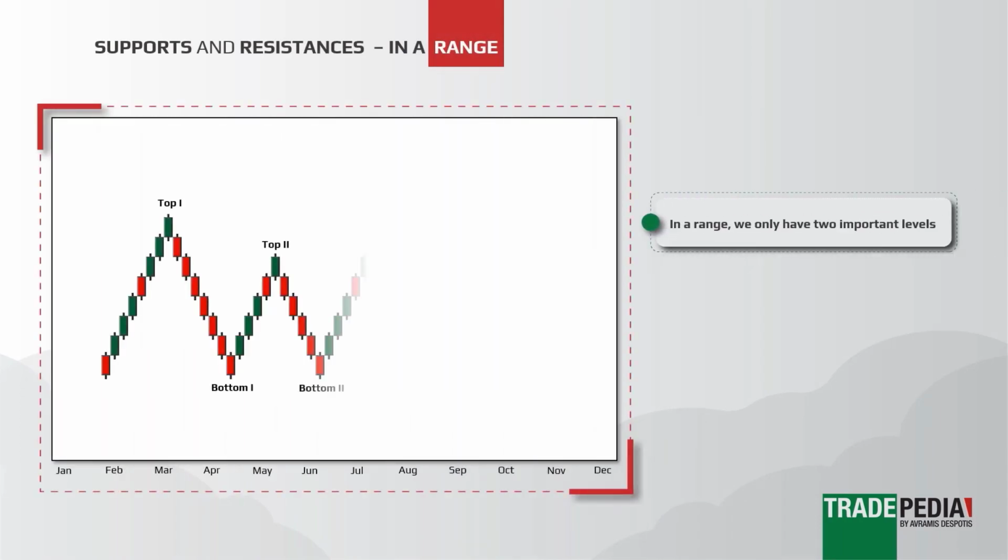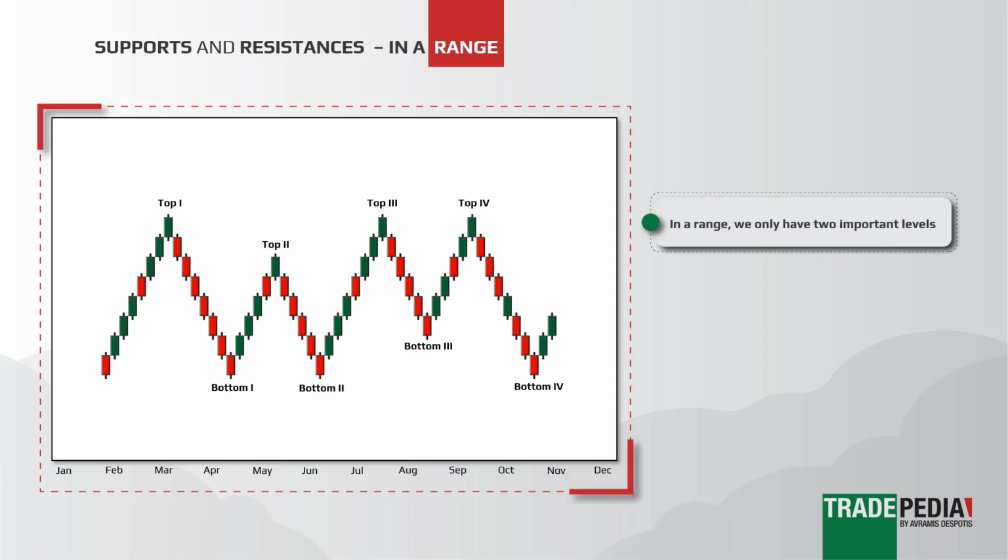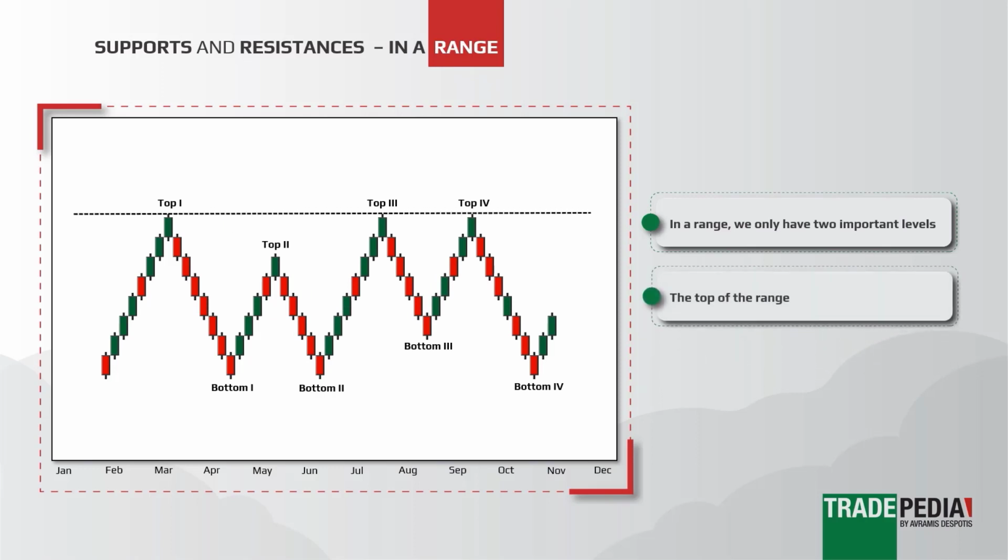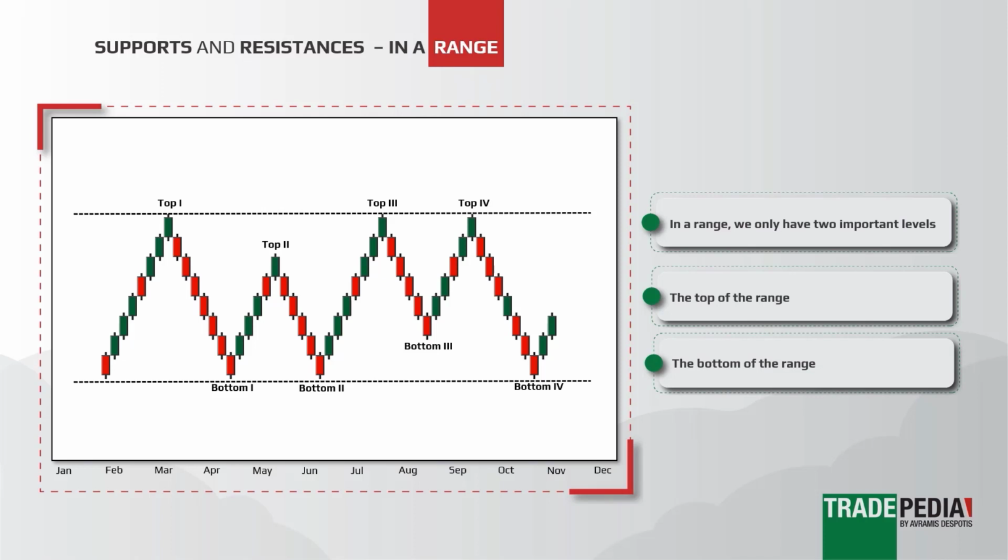In a trading range, there are only two significant support and resistance levels. Peaks around the top of the range provide an important resistance zone, and troughs around the bottom of the range provide an important support zone.